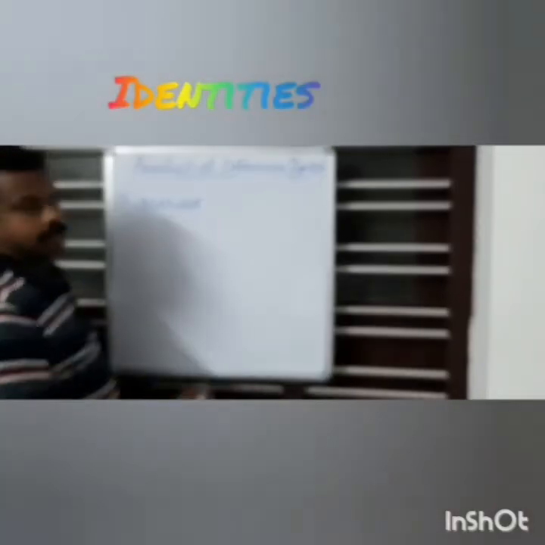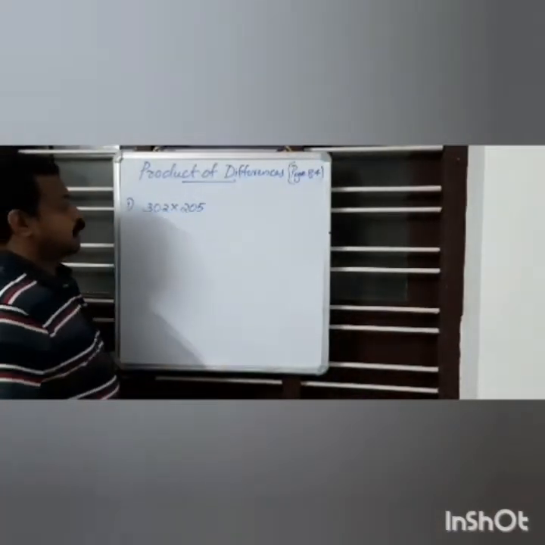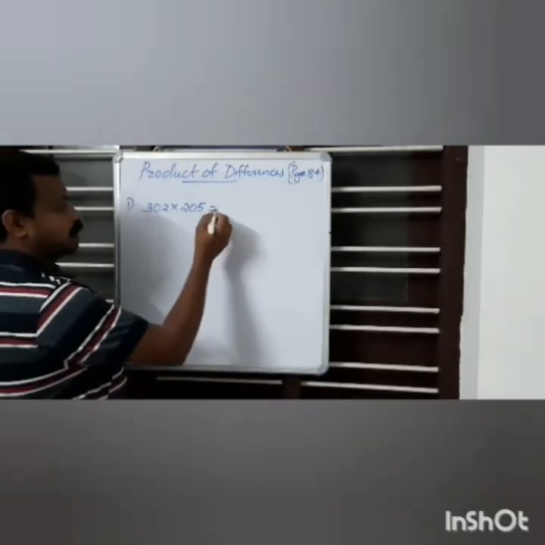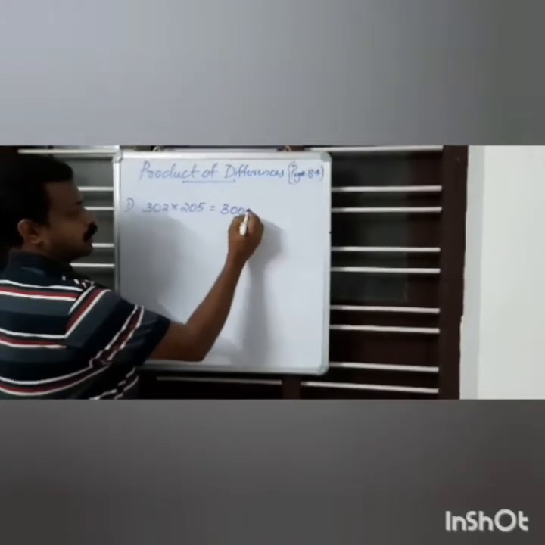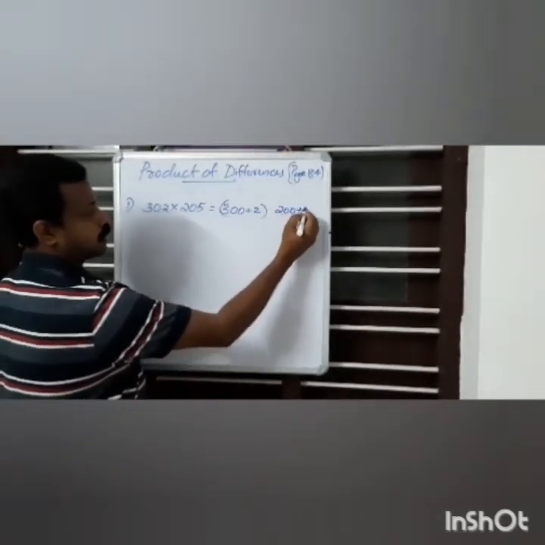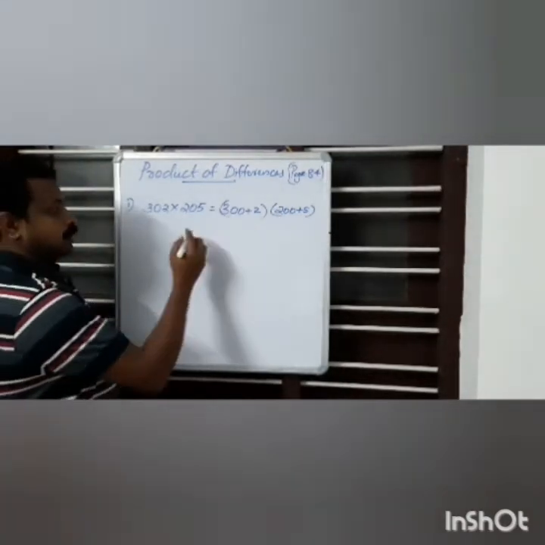We start with the product of differences. First question, 302 into 205. How will you write this one? 302 we can write as 300 plus 2, and 205 we can write as 200 plus 5. Then we have to multiply it.